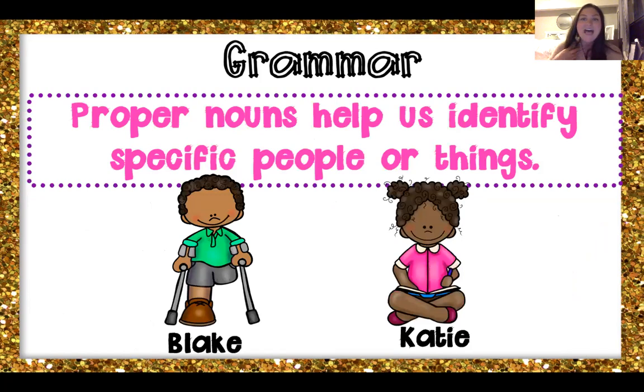Proper nouns help us identify specific people or things. So instead of just saying boy, I know that this boy's name is Blake. Instead of just saying girl, I know that this girl is Katie.